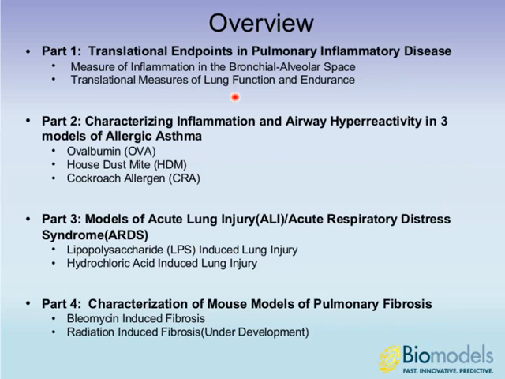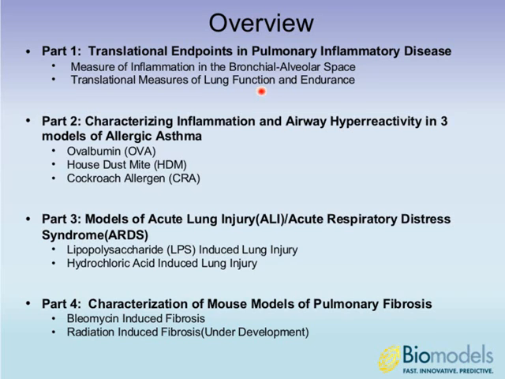First, I'll discuss translational endpoints in pulmonary inflammatory disease. That includes measures of inflammation in the bronchoalveolar space, and also some translational measures of lung function and endurance. Then we'll delve into the animal models, where first we'll characterize inflammation and airway hyperreactivity in 3 models of allergic asthma. We offer the ovalbumin (OVA), house dust mite, and cockroach allergy models of allergic asthma.